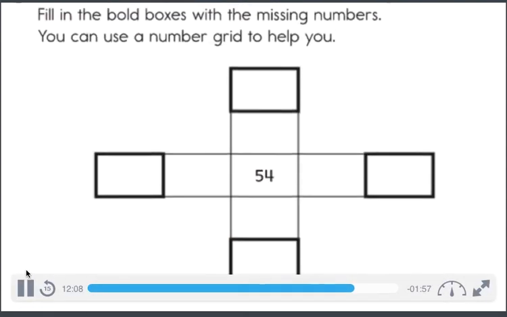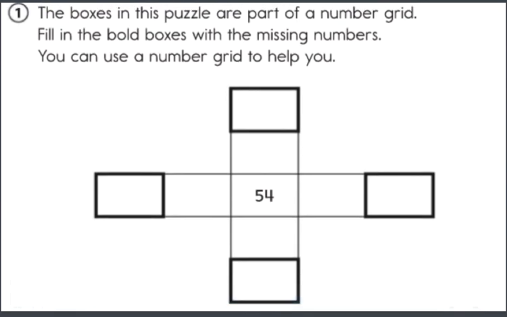Oh, lost my little picture. There we go. So, the boxes in this puzzle are part of a number grid. This is what I want you to do. I want you to fill in the bold boxes. Remember, it's the ones that are in blue. I want you to think about what would go in these bold boxes. What would be the missing numbers?